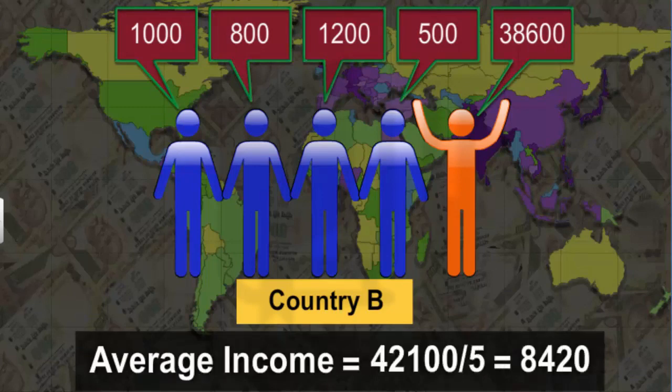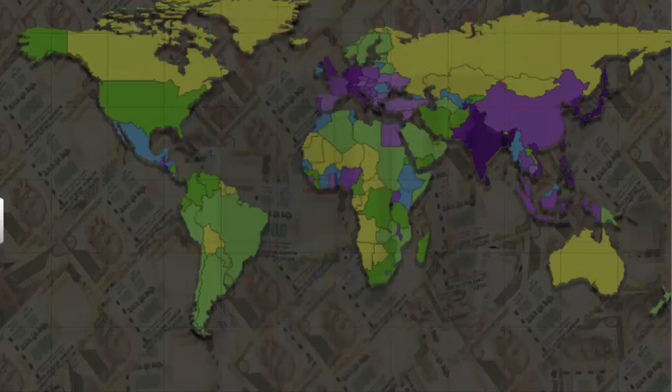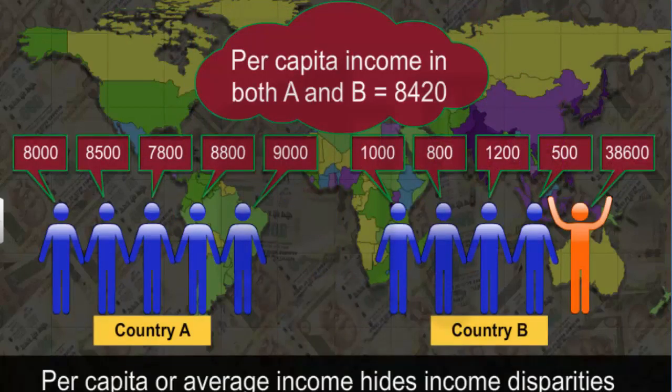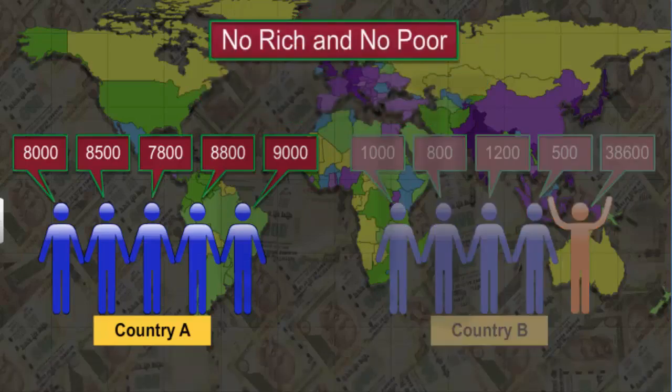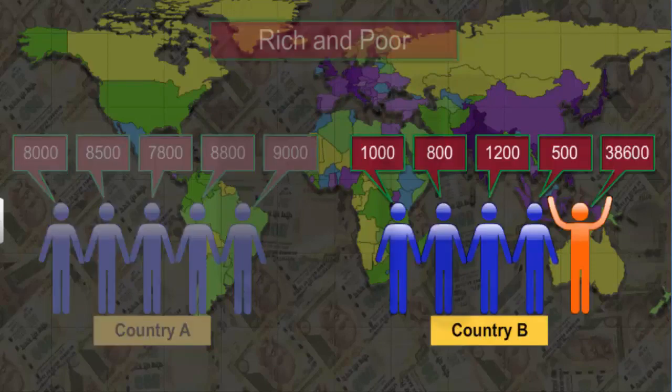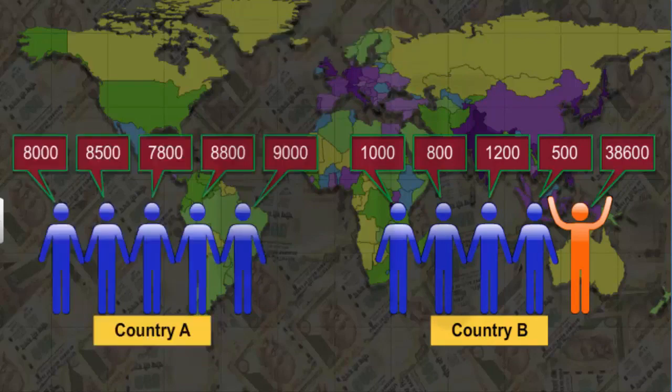Note that the large income disparity in country B is not reflected in its per capita or average income, which is the same as country A. In other words, country A has less inequality in the distribution of income than that of B, whereas country B has no equitable distribution of income and has rich and poor people. Hence, it can be said that per capita income as a criterion of development is not without limitations.